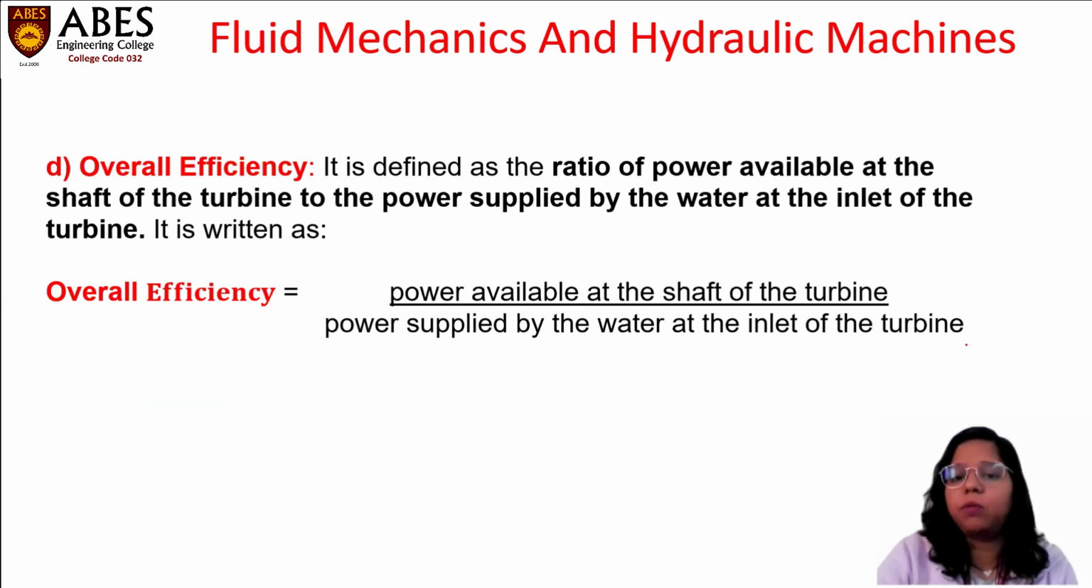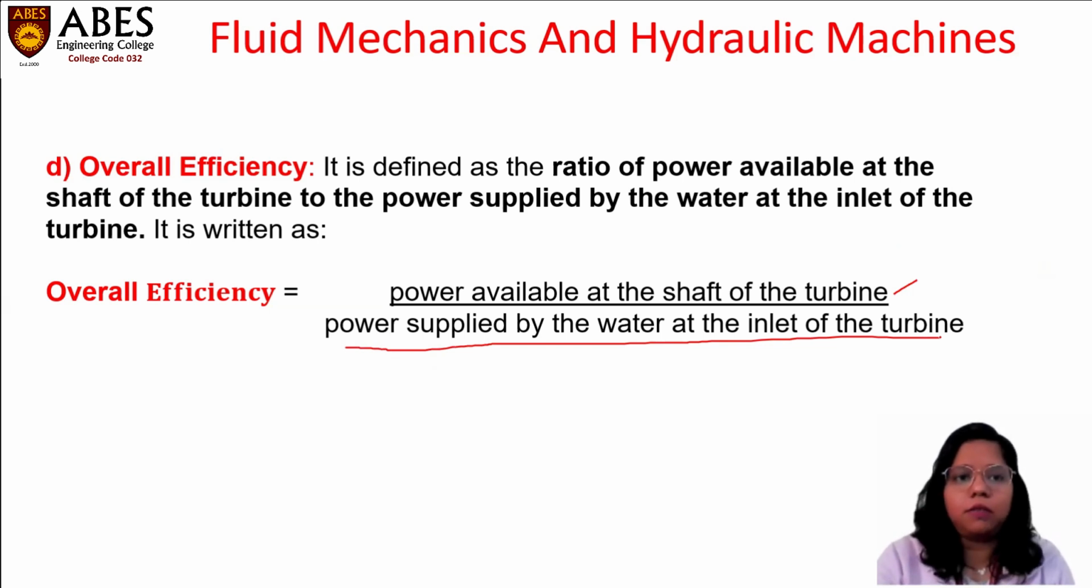What is the input of the machine and what output is provided by that particular machine. So overall efficiency is the power available at the shaft of the turbine, the output of the turbine, divided by the input of the turbine, which is the power supplied by the water at the inlet of the turbine. This is the overall efficiency of a turbine. These are the four efficiencies of the turbines.